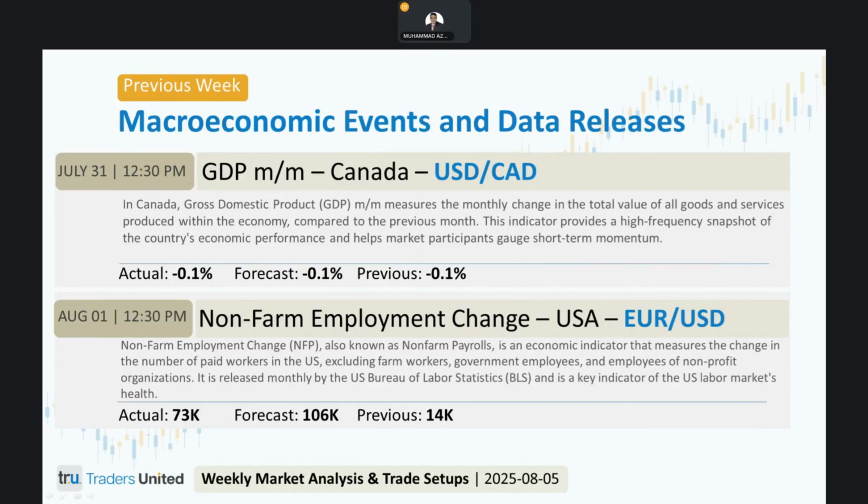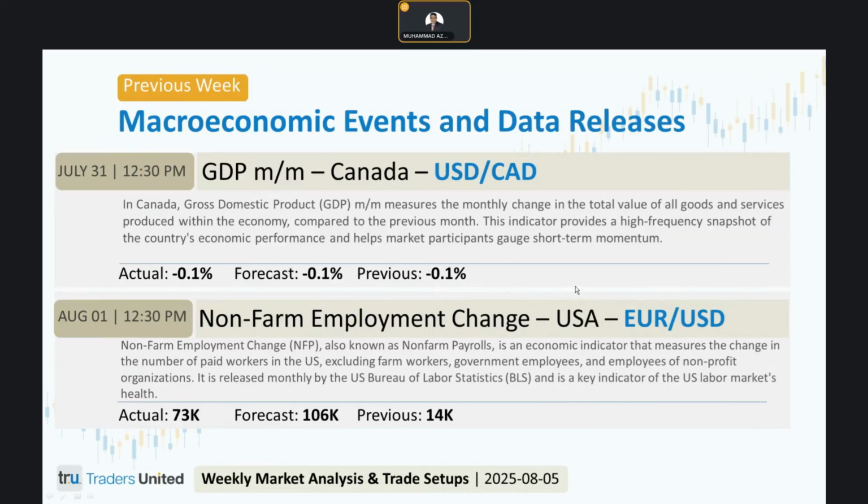Now, on July 31st, the previous number was minus 0.1%. The forecast was also minus 0.1%, and the actual data release is also minus 0.1%. Now, the market expectations and the reaction: the actual GDP reading matched both the forecast and previous figure, showing a second consecutive month of slight economic contraction.